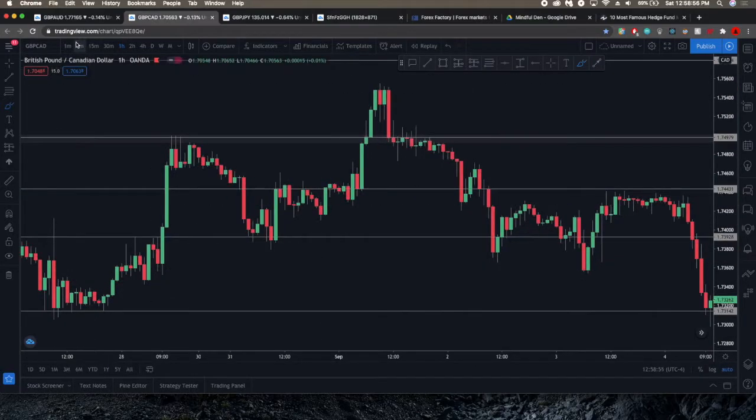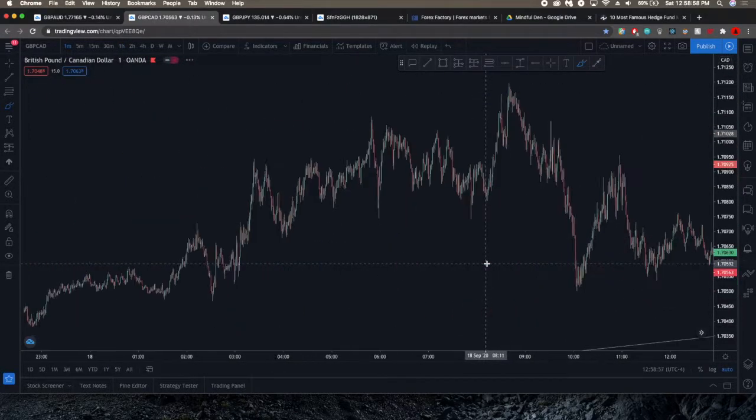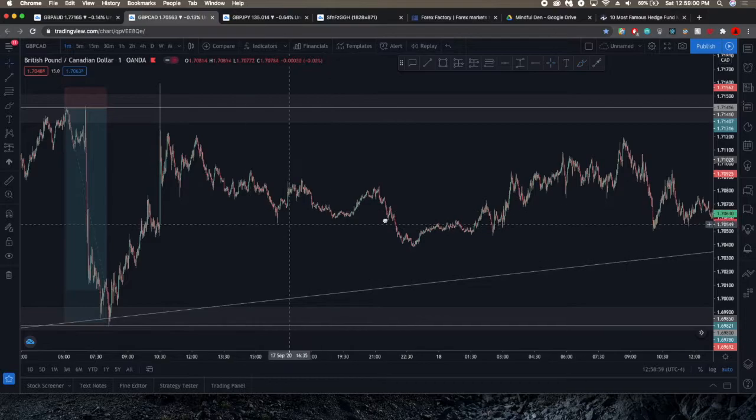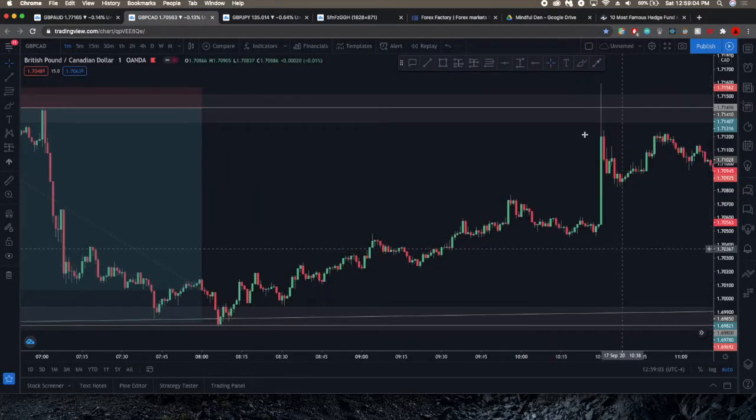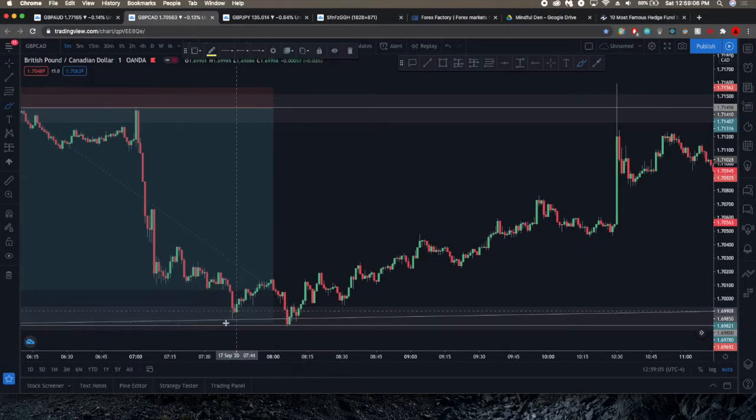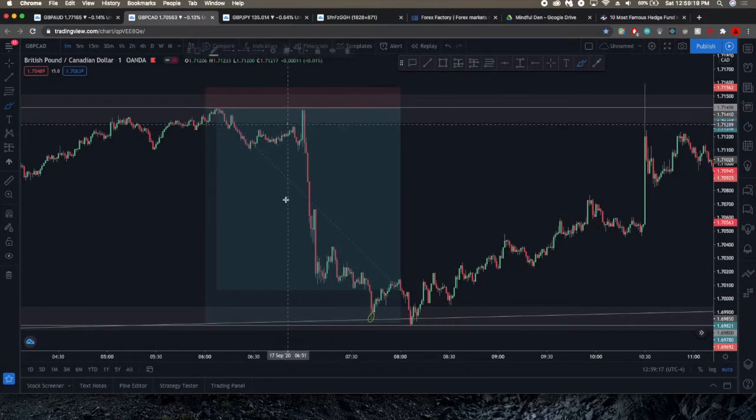So if you want to go down deeper into the 1 minute, 1 minute looks very nice too. See? Rejection, okay. Higher low. Could have entered here. If you have big balls, then you can enter down here. But yeah, and then we went from doing this to this.